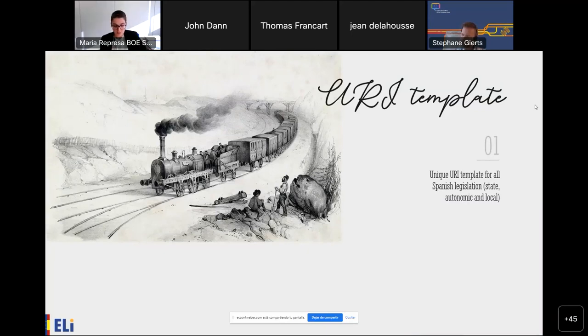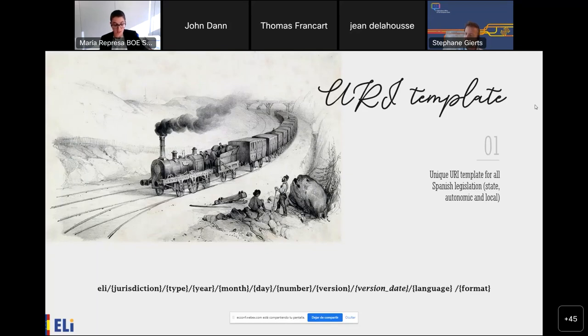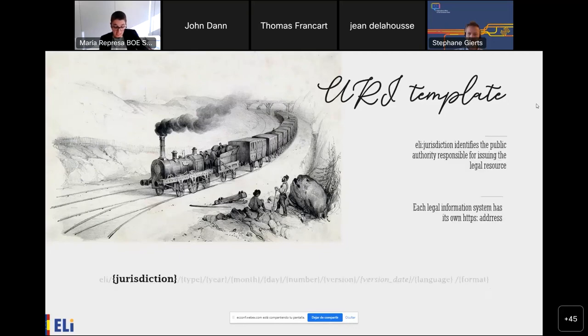As Jean referred before, ELI provides the possibility to choose between several ELI components. For the Spanish use case, we have chosen all those necessary to identify any type of legislation according to the common elements of all of them. This is the ELI URI template that you will be able to find in any Spanish piece of legislation that has ELI assigned to it.